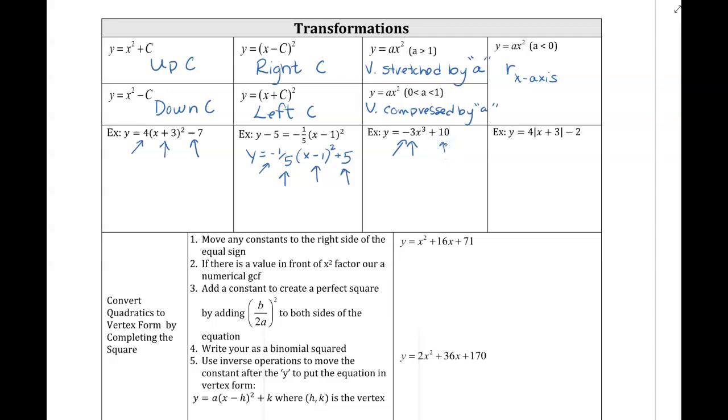You could see an absolute value function follows the same rules. We have a vertical stretch here of 4. We have a left-right shift. This would be shifting left 3. And we have an up-down shift that would be shifted down 2. So we don't reverse our logic on the up-down shifts, only on the left-right shifts.